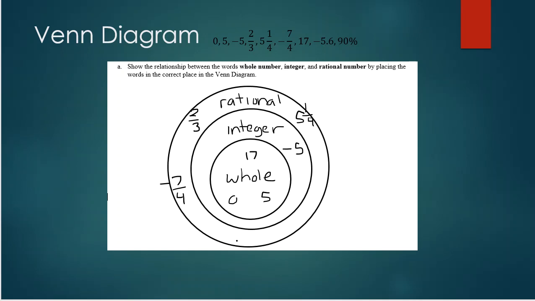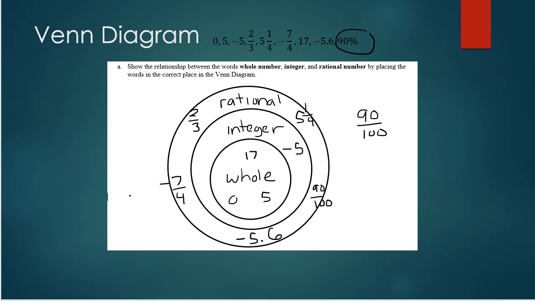-5.6, I'm going to put that here in the rational number circle only. It's not an integer and it's not a whole number. And then 90%, this is one that we haven't necessarily talked about. We're going to talk about that a little bit more in a minute. But 90%, a percent is always a fraction of 100. So 90% written as a fraction is 90 over 100. So it's a rational number. It's not a whole number though, and it's not an integer. It's only a rational number.